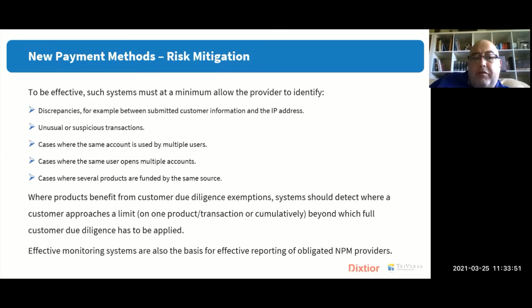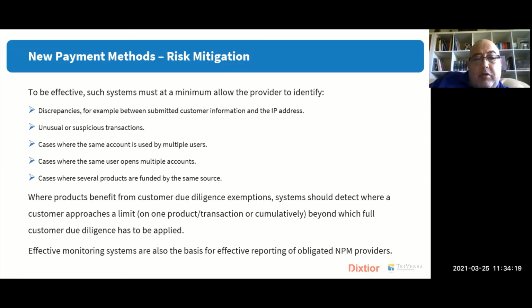To be effective, such systems must at minimum allow us to detect discrepancies, for example, between submitted customer information and the IP address. So it's important to keep the IP addresses. Also unusual or suspicious transactions, and cases where the same account is used by multiple users. How can you see that? For example, if you see that it is being used from different IPs that don't make sense, or in different regions if they are using POSs and things like that.